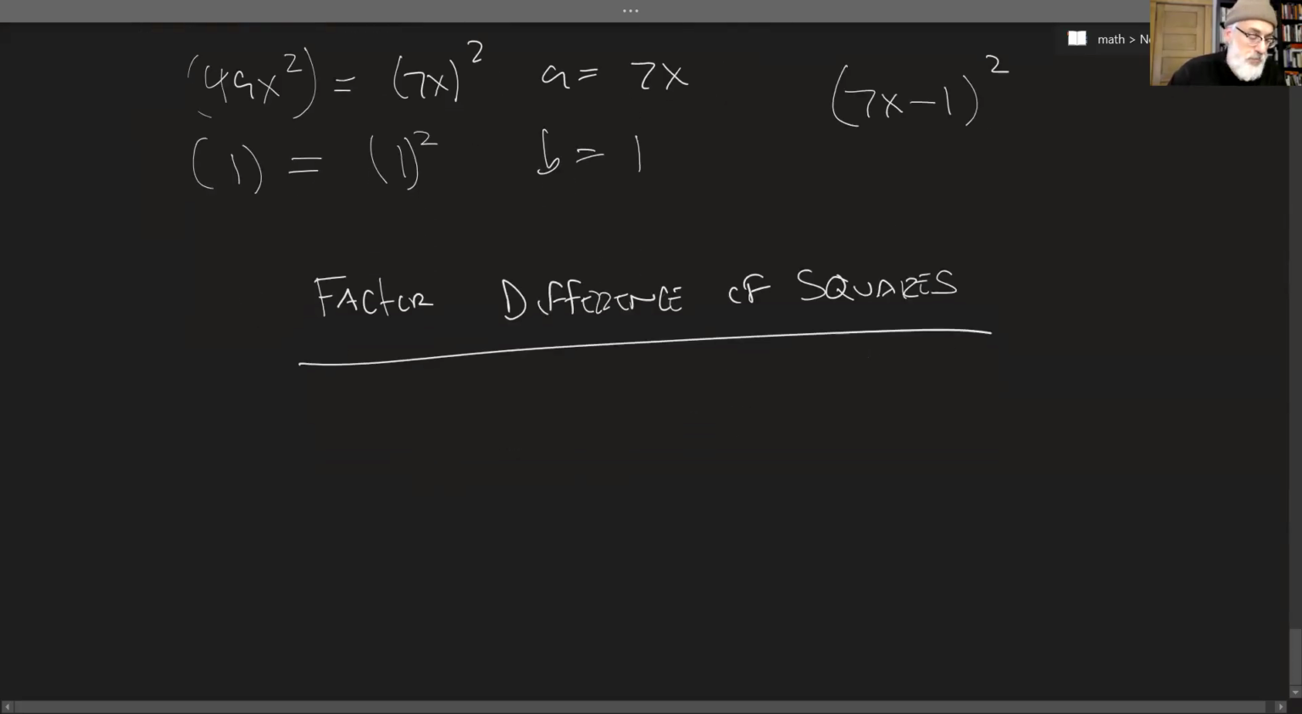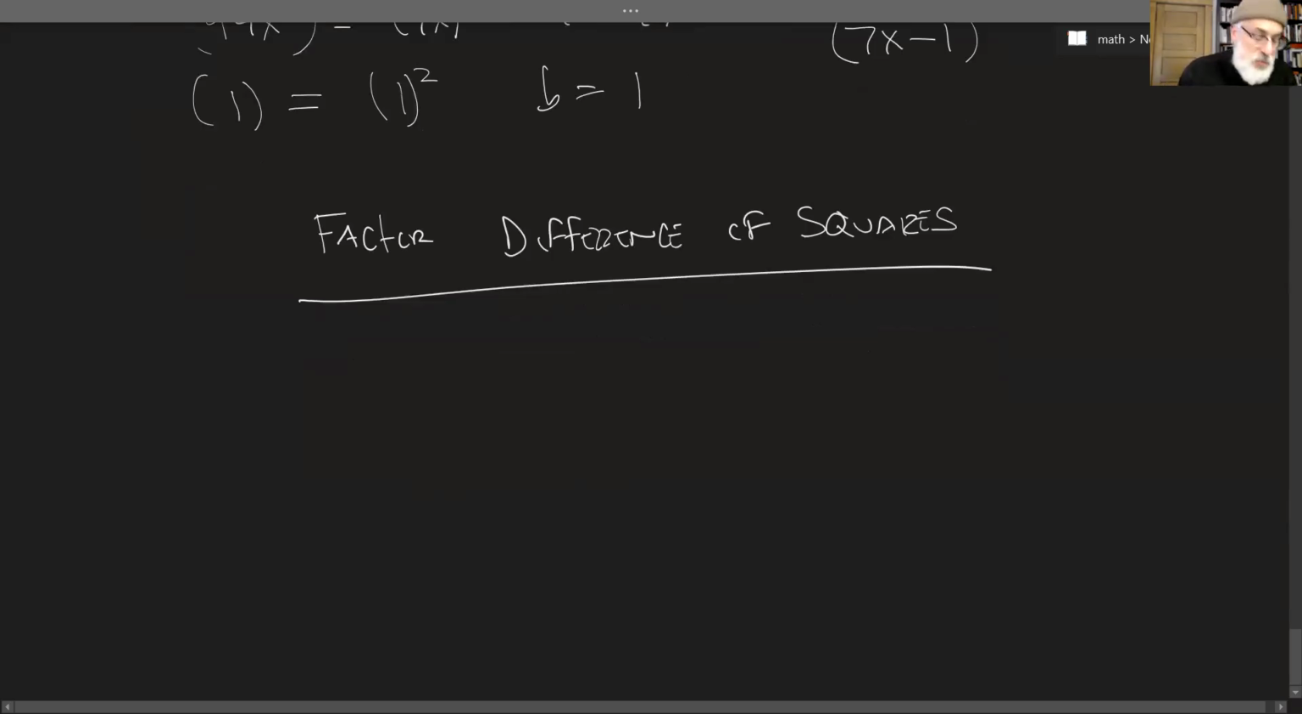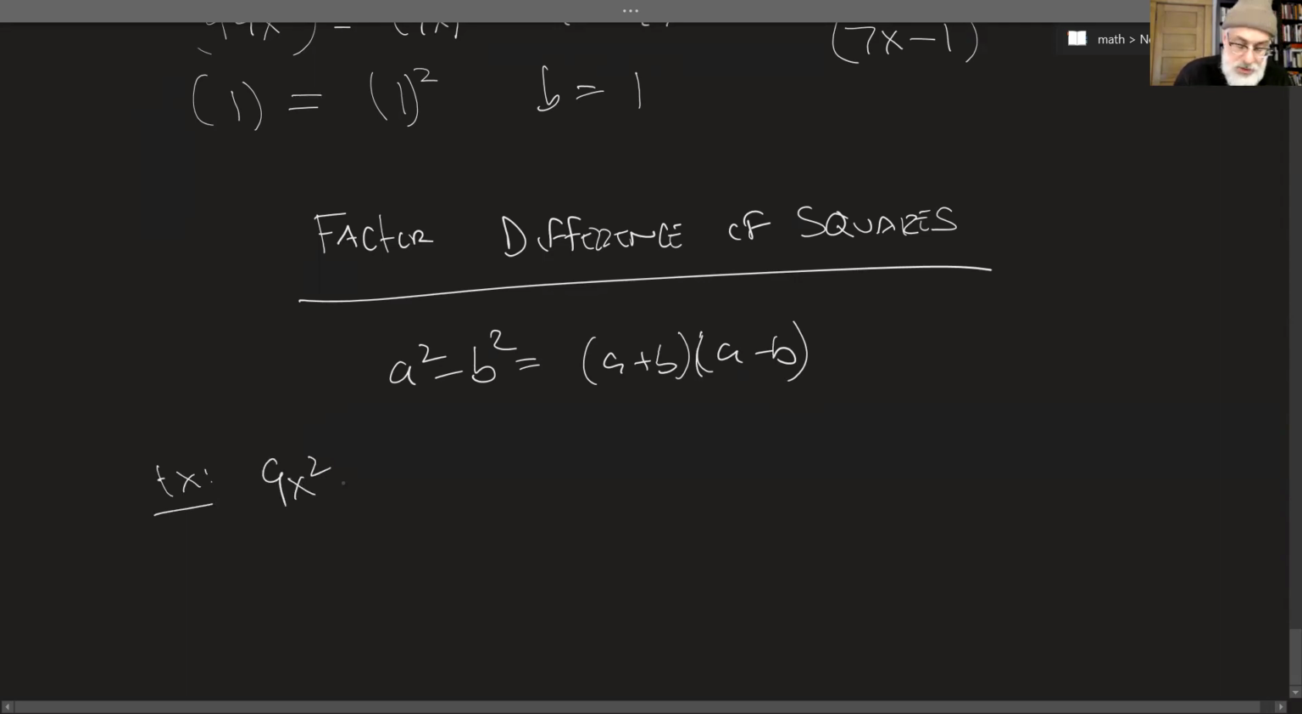Okay. So again, this has a form. If I have a squared minus b squared, I can always factor this into a plus b, a minus b. So it becomes an identification problem again, where I just have to look to see if I have the necessary conditions met.